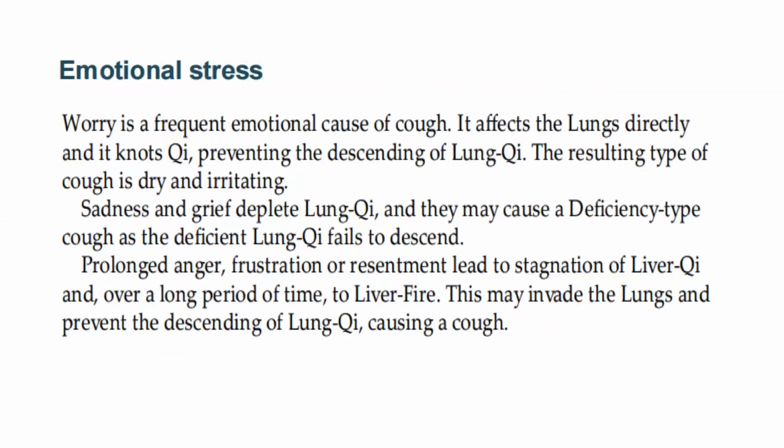Emotional stress. Worry is a frequent emotional cause of cough. It affects the lungs directly, and it knots the qi, preventing the descending of lung qi. The resulting type of cough is dry and irritating. Sadness and grief deplete lung qi, and they may cause a deficiency type cough, as the deficient lung qi fails to descend. Prolonged anger, frustration, or resentment lead to stagnation of liver qi and, over a long period of time, to liver fire. This may invade the lungs and prevent the descending of lung qi, causing a cough.